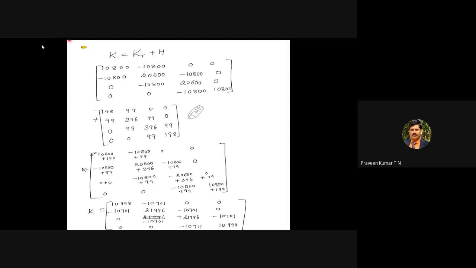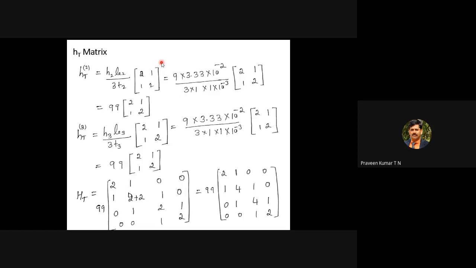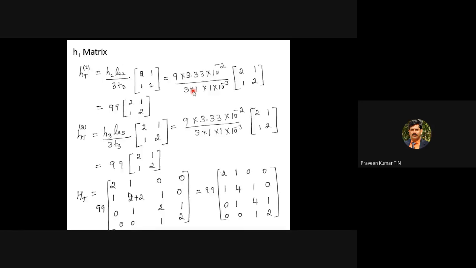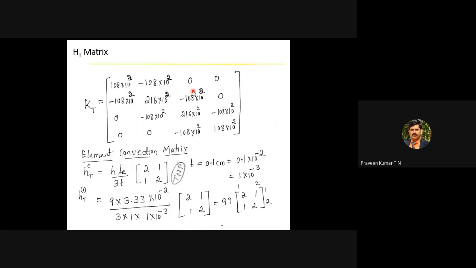Now, when you write the total K value, it is not thermal conductivity. On the left hand side, we have a matrix K. K is equal to KT plus H. KT refers to the global thermal conductivity matrix. H refers to the convective heat transfer matrix. That H value we already have. This is the HT. We have H1, H2, H3. From H1, H2, H3, you are getting the HT matrix. Already we have K1, K2, K3. From K1, K2, K3 we have the KT matrix.